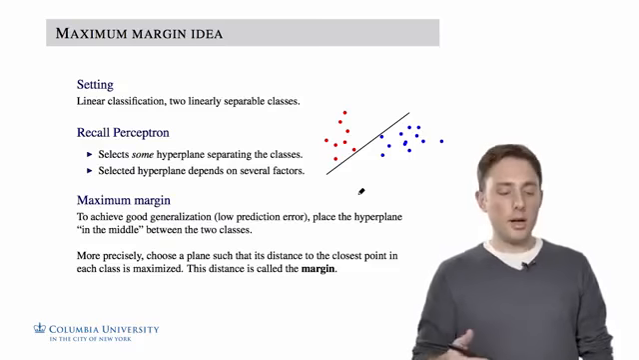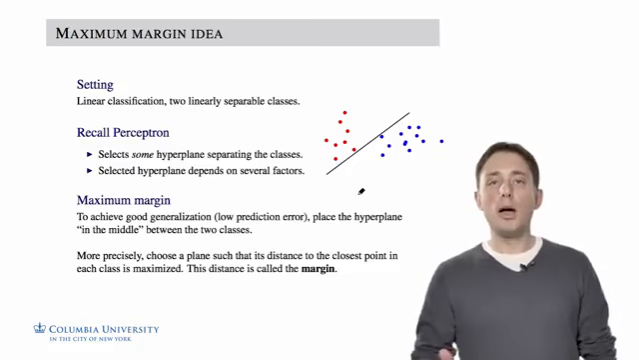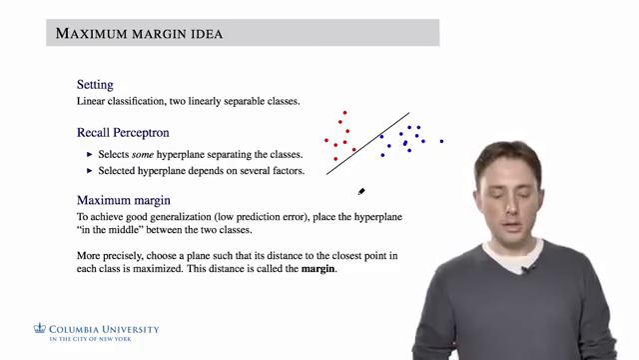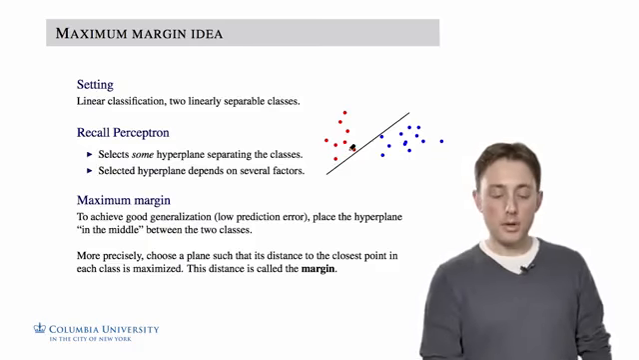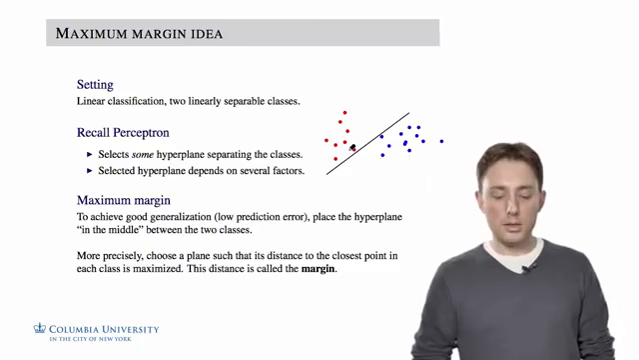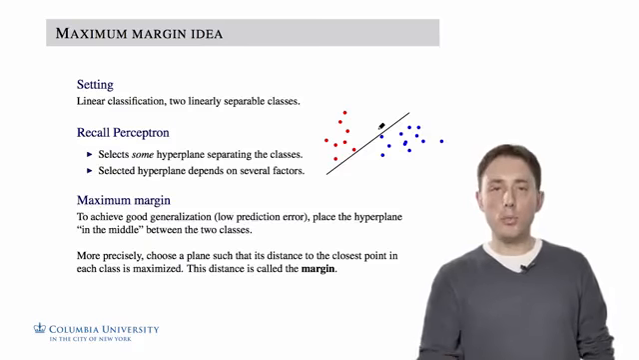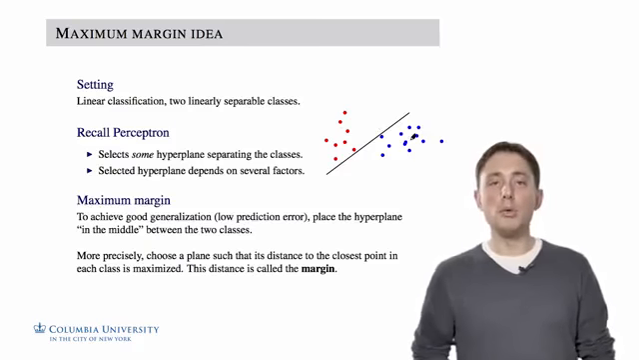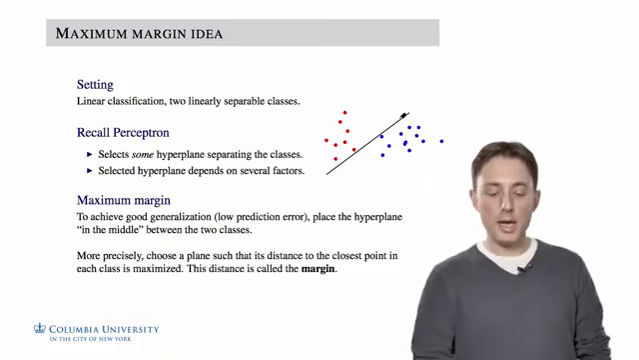So the idea of maximum margin is that not all hyperplanes are equally good. For example, if you look at this hyperplane, even though it separates the two classes, the closest points are very close to the hyperplane. So we could imagine that if we sampled more data from the red class and from the blue class, we would start to have some misclassified data points given this hyperplane.